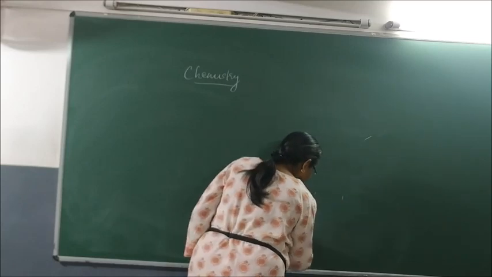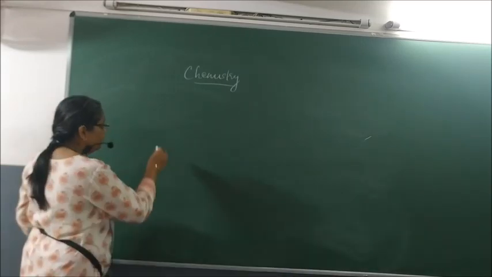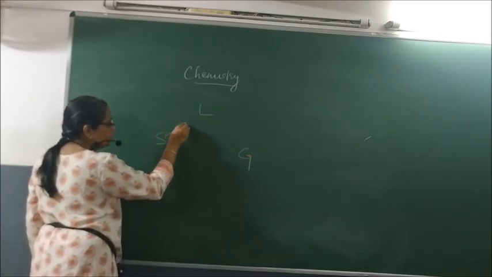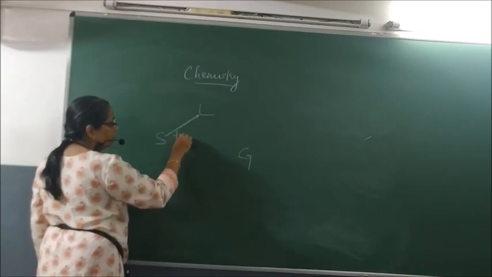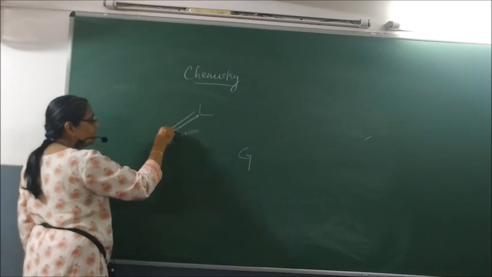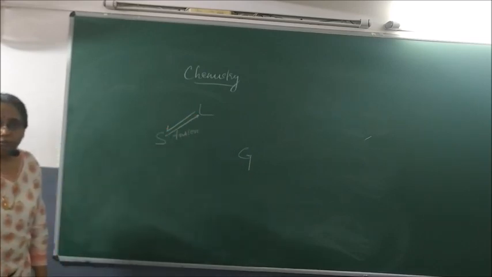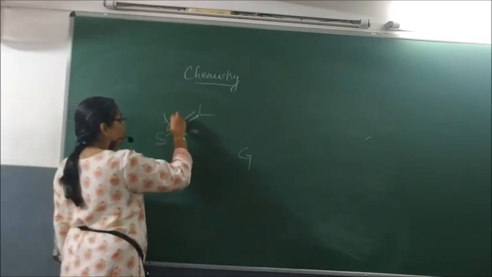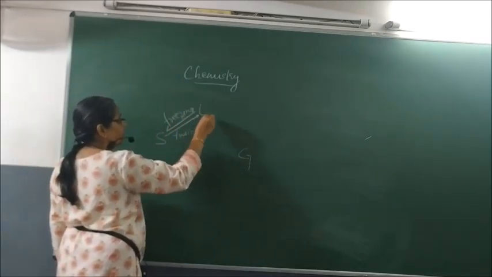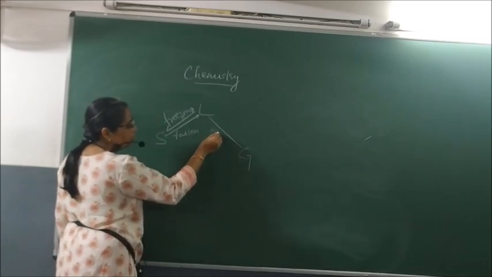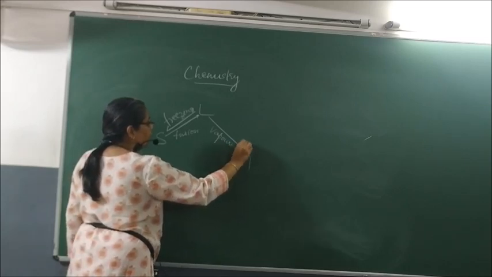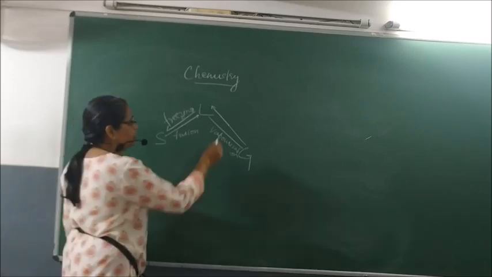What we studied till now, if we have to depict it in terms of interconversion, when solid gets converted to liquid, it is called what? Fusion. When liquid gets converted to solid, it is called what? What do you do to water to make it into ice? Freeze. So it is called freezing. Liquid to gas is called what? Vaporization. Gas to liquid, condensation.